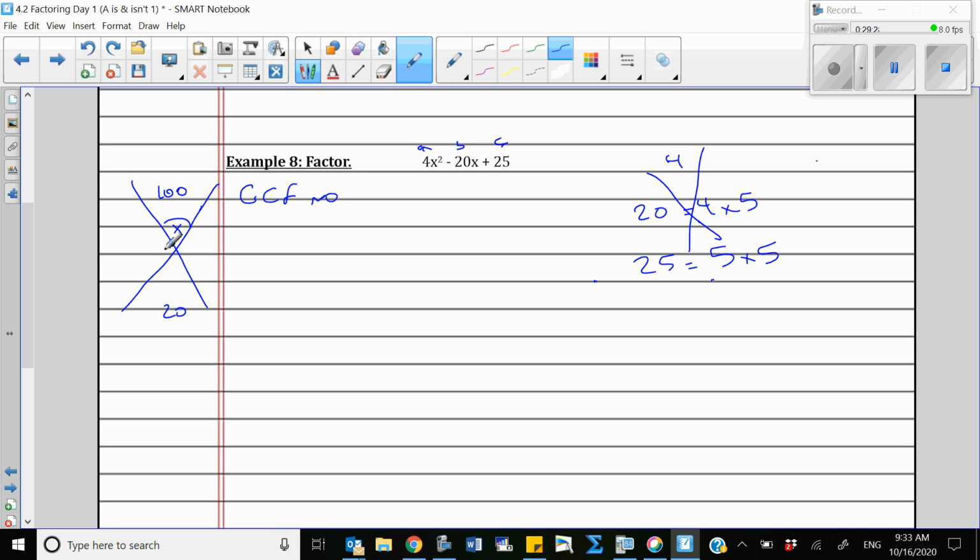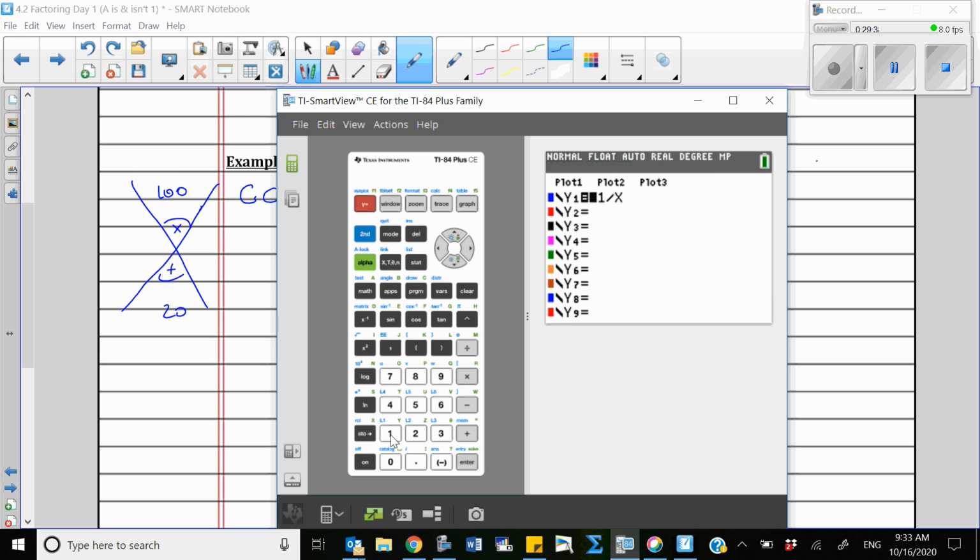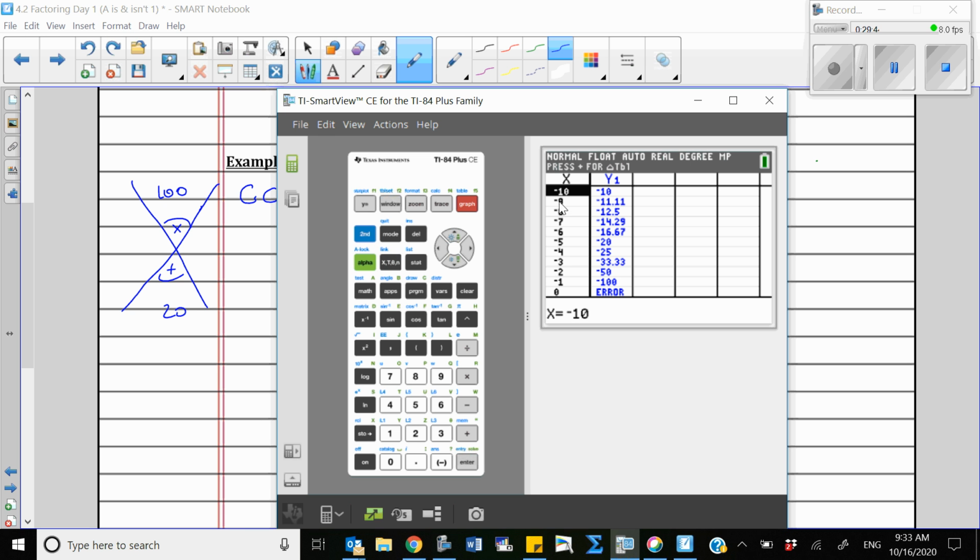So we need two numbers that multiply to 100 and add up to 20. Okay, let's go to the calculator again. Y equals 100 divided by x. Second table, and we need to find those two numbers. So here are the factors that we have here.